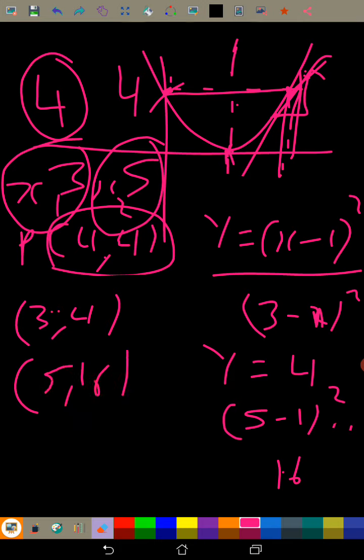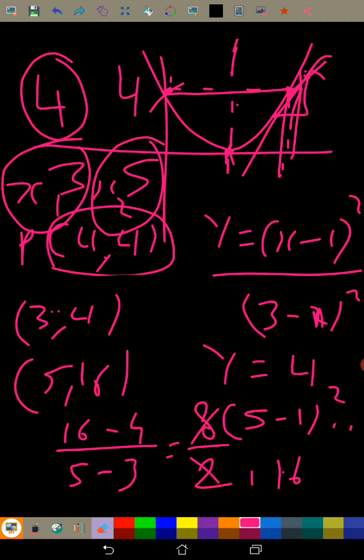So if we compute this, we have 16 minus 4 divided by 5 minus 3. So what do we get? We get 8 divided by 5 minus 3 is 2. We get 4. We still have 4, just like here. So the gradient is 4. Approximately, this is an estimation. So it works both ways, but you have to be careful how you're doing it.